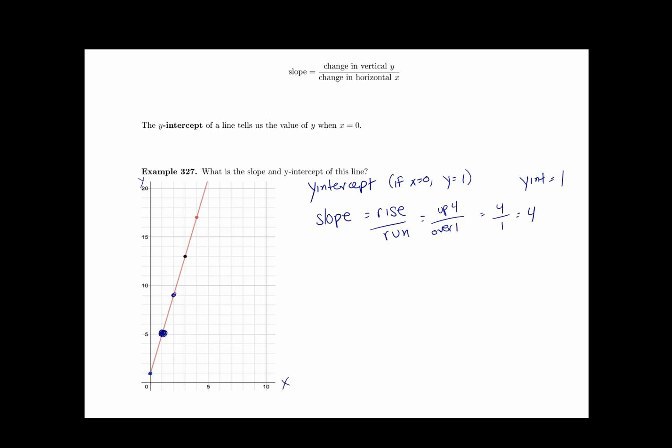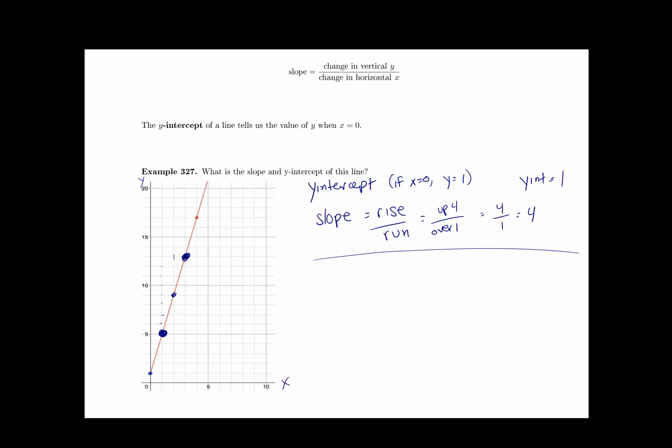Now you might ask, what if I pick different points? Like what if I picked this point and this point? Well, then I'd go up 1, 2, 3, 4, 5, 6, 7, 8. And I'd go over 1, 2. And 8 divided by 2 is still 4. So no matter which 2 points you pick, you're going to get the same slope for a line. Lines always have the same slope.